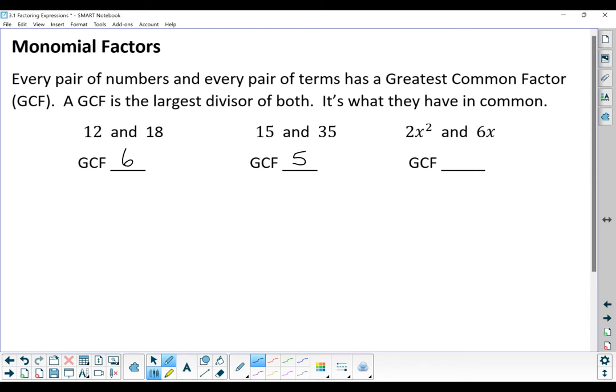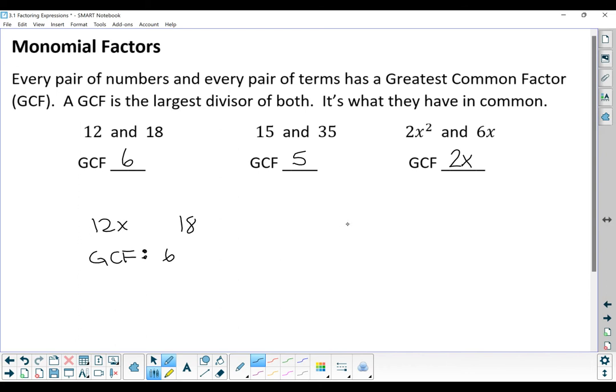And greatest common factors can include variables if the 2 terms or 2 monomials that you're looking at have a variable in common. So in this case, I have a 2x squared and a 6x. Well, the number part of their factor in common is 2, but then they also have an x in common. If you have something like 12x and 18, those do not have an x in common. That would still just be a GCF of 6. They have to both have an x for a variable to be in their GCF.